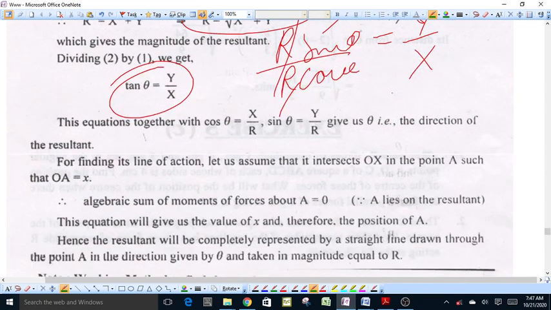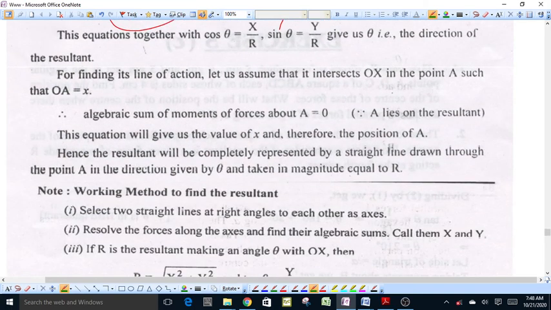Now the algebraic sum of all the moments of the forces about A will be equal to 0, because the resultant passes through A, and the moment of the resultant about A will be equal to 0. From this equation we will get the value of x. Therefore we can completely find the resultant of any number of coplanar parallel forces.